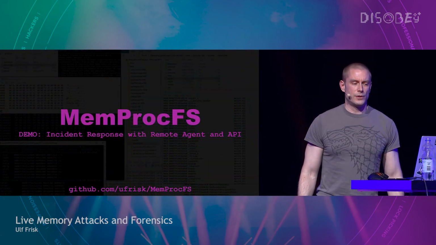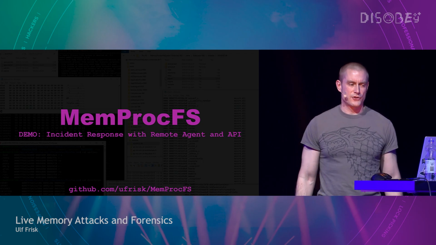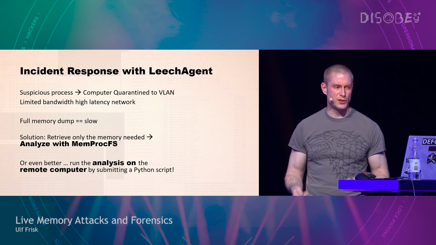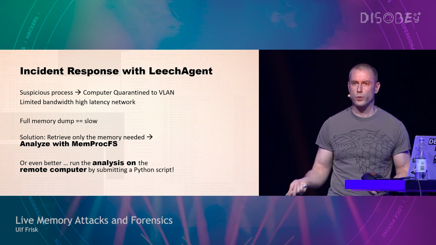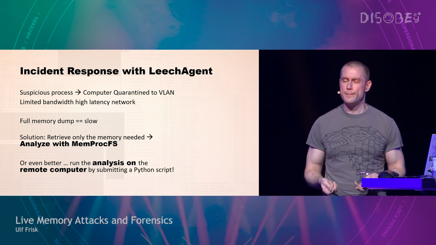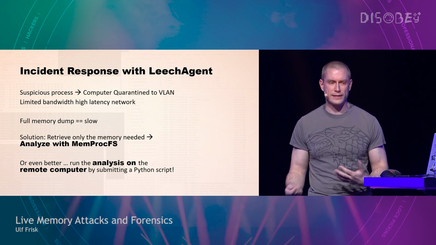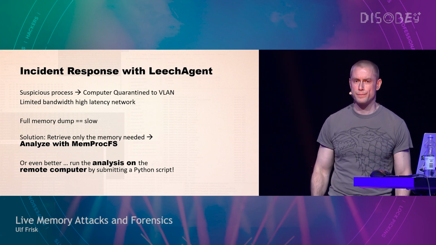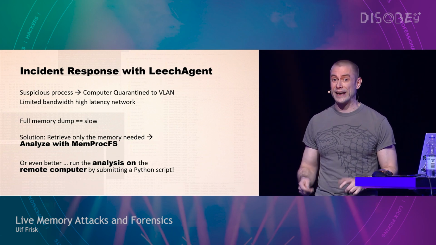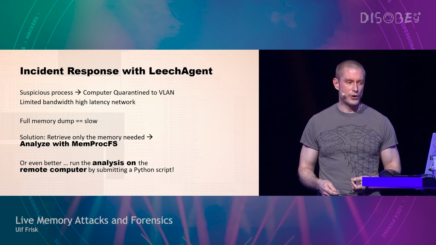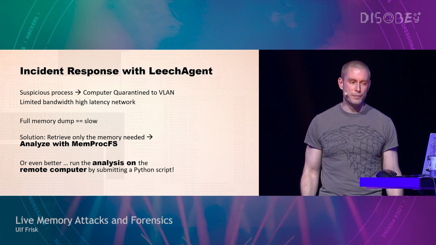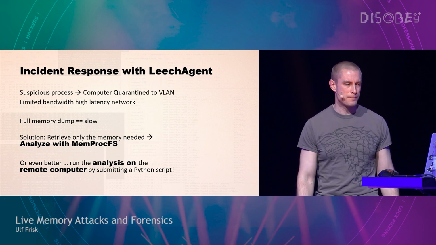So you can also use this for basic incident response with this remote agent I was talking about. Imagine if you do have a suspicious process on some computer, and you might have quarantined this computer to a quarantine VLAN. But you might have really limited bandwidth and high latency to that remote network, and a full memory dump might just take for ages. The solution might be to retrieve only the memory you actually need and analyze it with MemProcFS. Or even better, you can actually run the analysis on the remote computer by submitting a tiny Python script.